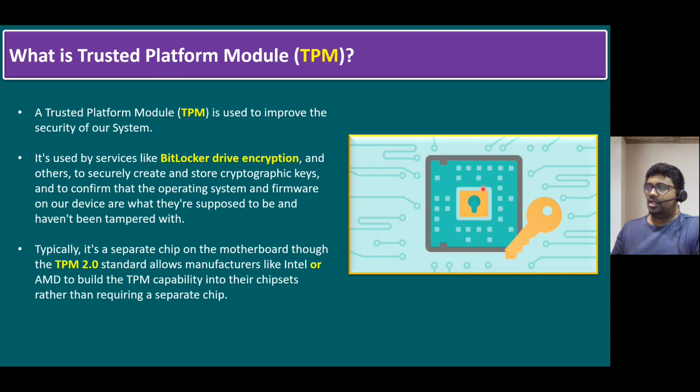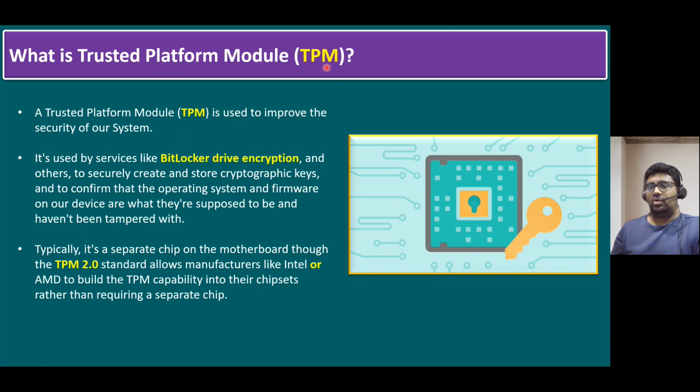It looks like this, a separate chip on the motherboard. The TPM 2.0 standard allows manufacturers like Intel or AMD motherboards to build the TPM capability into their chipsets, so rather than requiring a separate chip. So this is the importance of TPM.